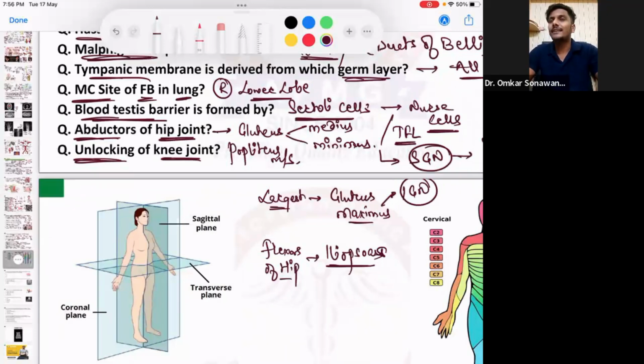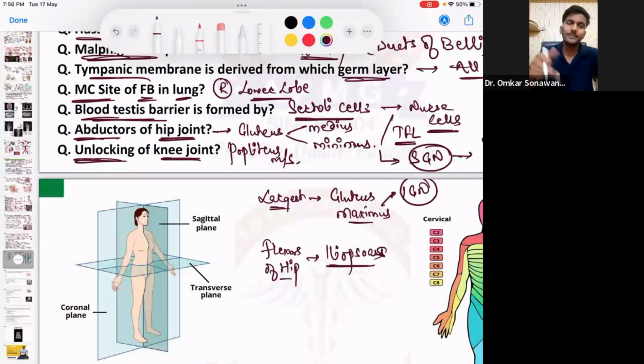Quadriceps femoris causes extension or flexion. Knee joint का flexion या extension? Quadriceps femoris causes extension of the knee joint. Contract जब होगी तब मसल काम कर रही है. ठीक है. Not जब relax होगी. So when does it contract? During extension of the knee joint.